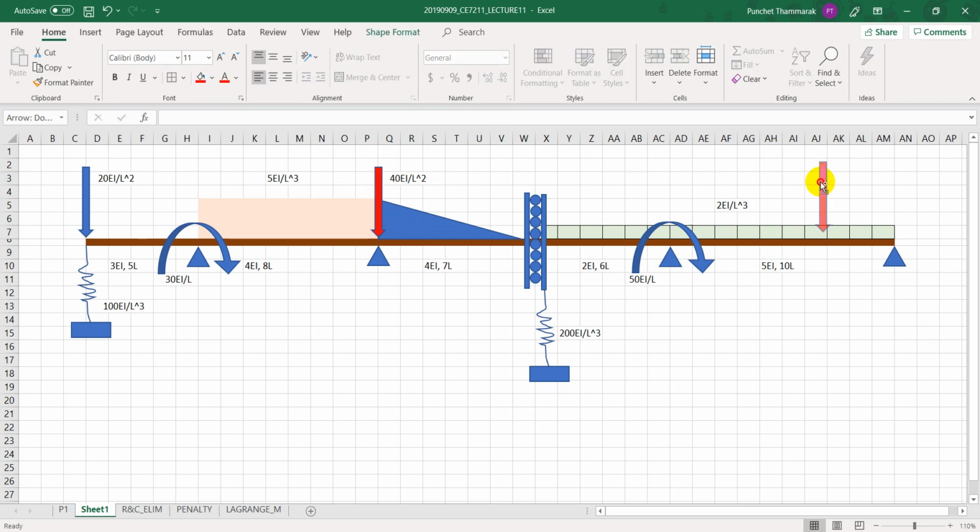Maybe one more thing. 10. So this distance is what? 3L.